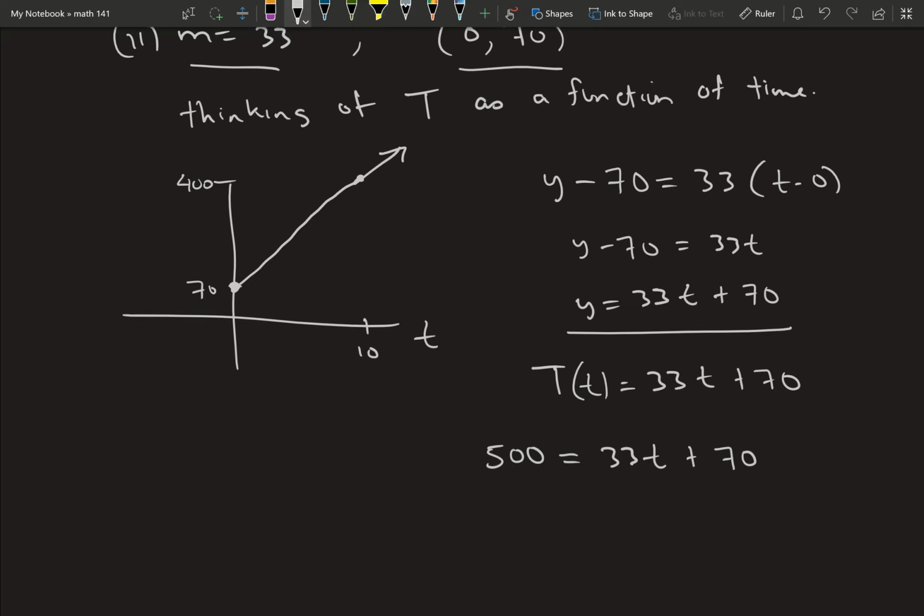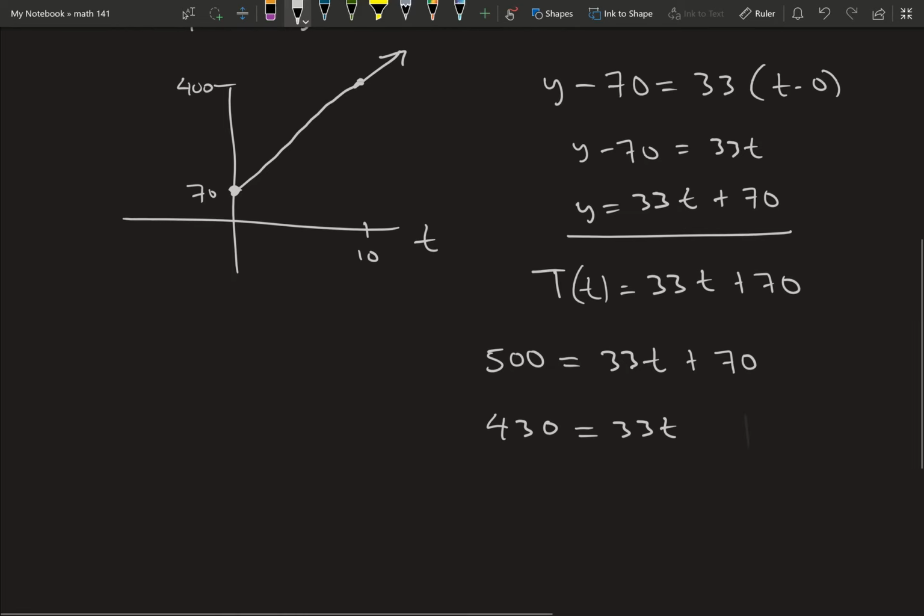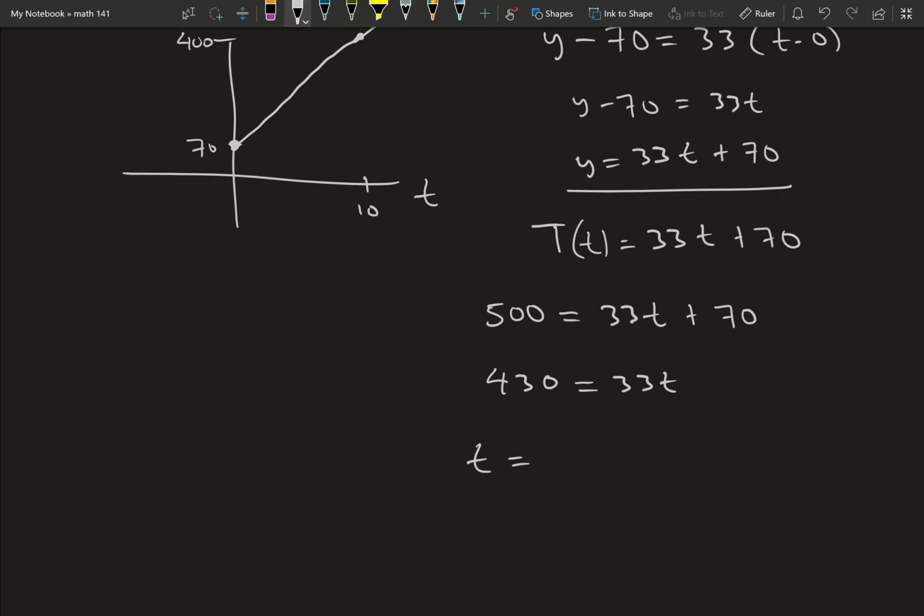So 500 minus 70, that's 430, is equal to 33t. And so t is going to be 430 divided by 33 minutes. And just to get that to be a little bit more tangible, 430 divided by 33 is approximately 13 minutes.